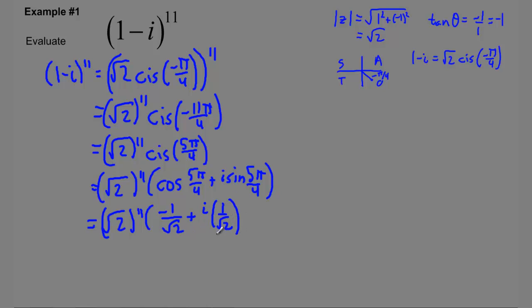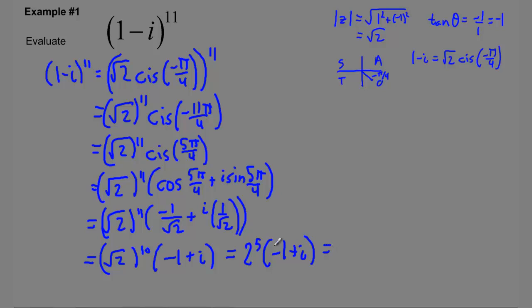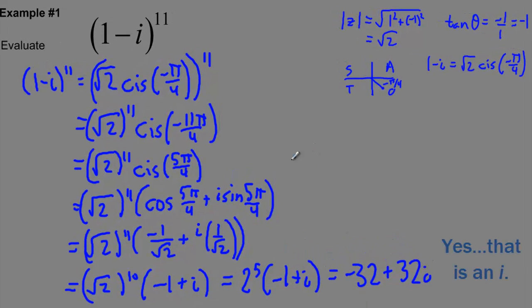You can see we've got a pair of root 2's on the bottom, close off that bracket, so I can take one of these root 2's here and multiply it out. So I would then get root 2 to the 10th times, that root 2 would be gone, negative 1 plus i. So root 2 to the 10th is really 2 to the 1/2 to the 10th, so that's 2 to the 5th times negative 1 plus i, which we can simplify as 32. So 32 times negative 1 is negative 32 plus 32i. And there's our final answer.